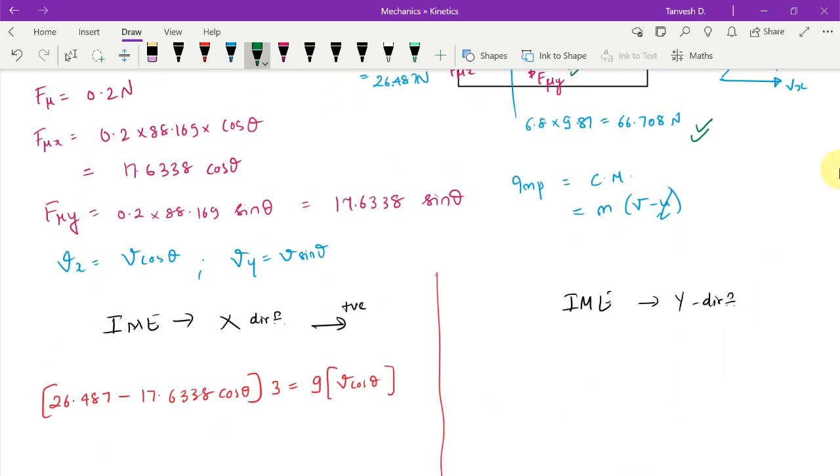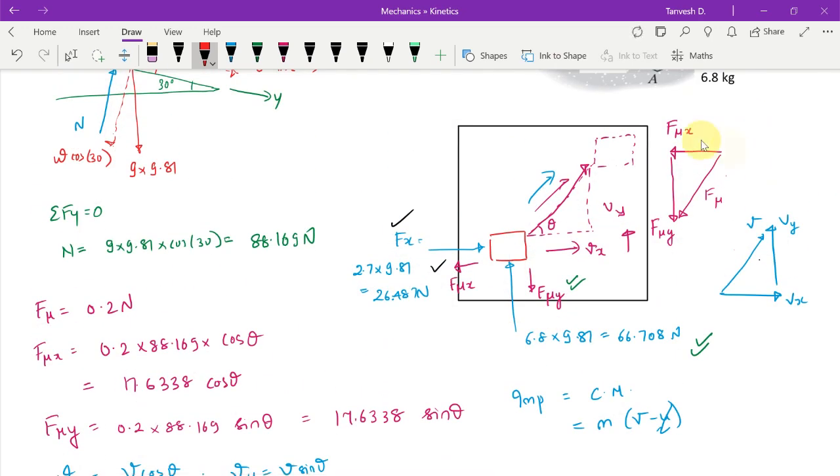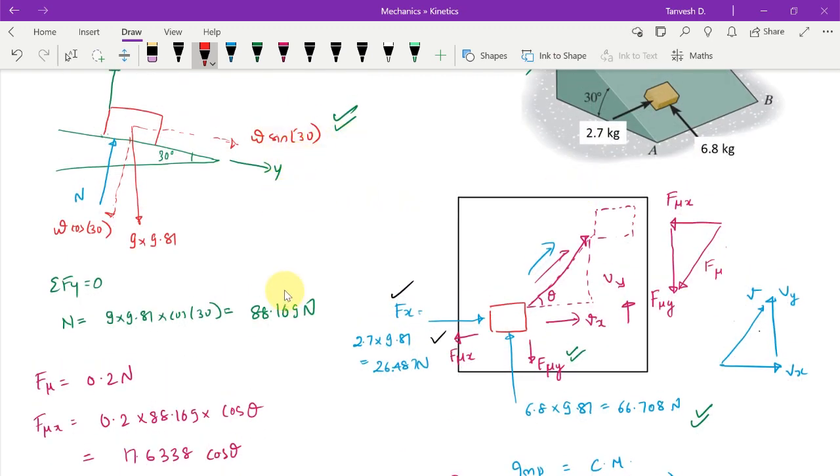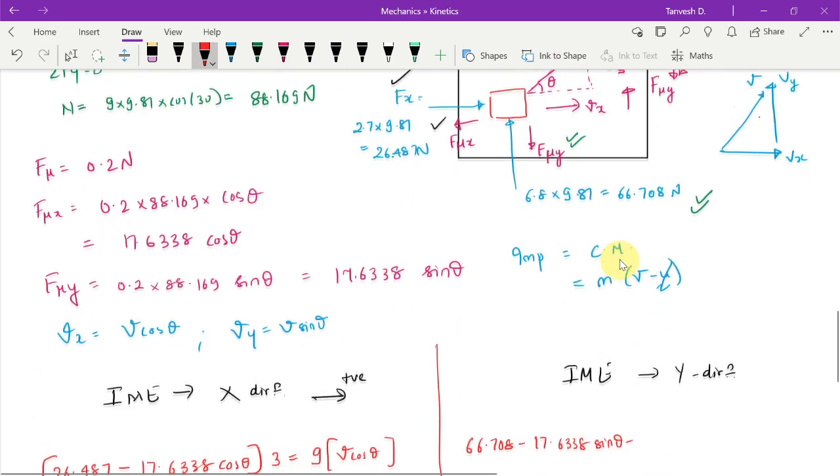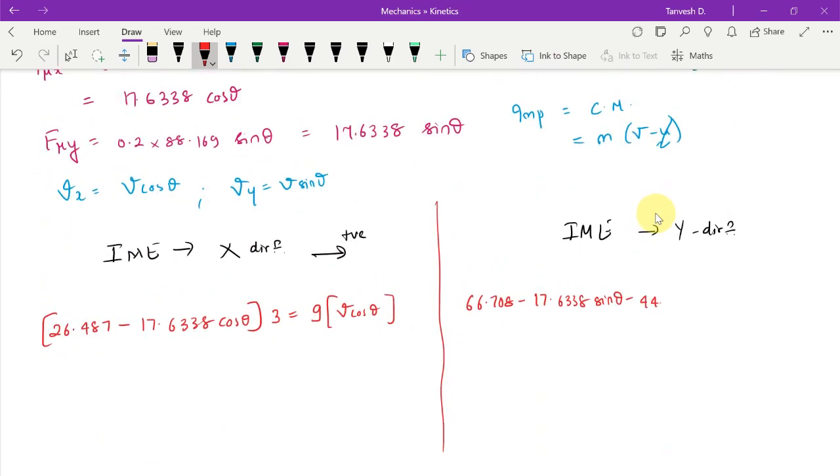So here the forces are 66.708 minus 17.6338 sine theta minus W sine 30. Sorry, W sine 30, so let us calculate this here itself. 9 into 9.81 into sine 30 is 44.145 newtons, so that is negative 44.145. This multiplied by the time, which is 3 seconds, is equal to 9 into v sine theta. That's it. And u is 0.